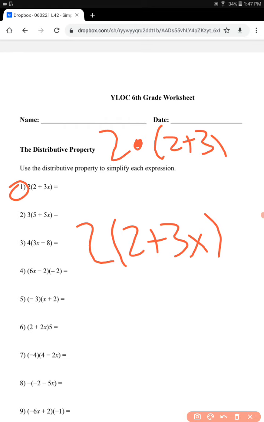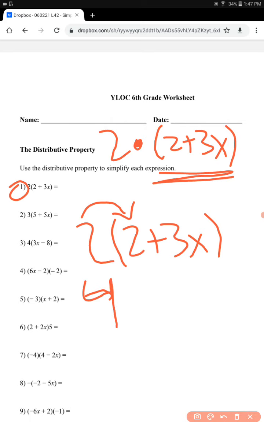plus 3x). So how do we solve this? Basically, 2 is being multiplied to this whole thing right here. But that doesn't really help us, so that's why we need to distribute. And we do this by multiplying first this term, 2 times 2, which is 4. Then we multiply this term, 3x. So 2 times 3x is just 6x.